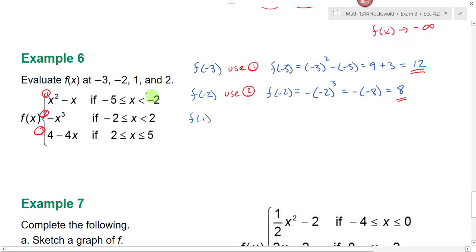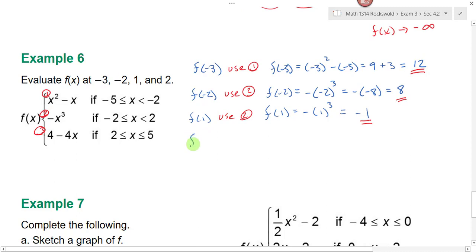Which one of these equations will I use to find f of 1? I'll use 2 because 1 is in between -2 and 2. So f of 1 is going to be equal to the opposite of 1 cubed, and that is -1.